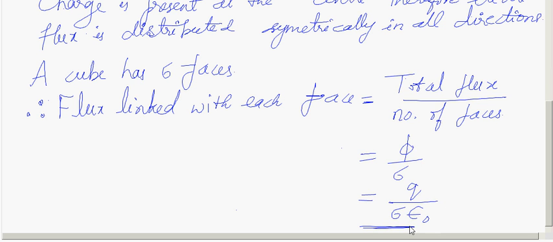So this is the electric flux linked with each face of the cube. And note that if charge q is not at the center, the flux would not be equally divided through each face. Because the charge is at the center, only then can we apply this total flux divided by number of faces. An important note, if charge q is not at the center, then electric flux will not equally divide through each face.